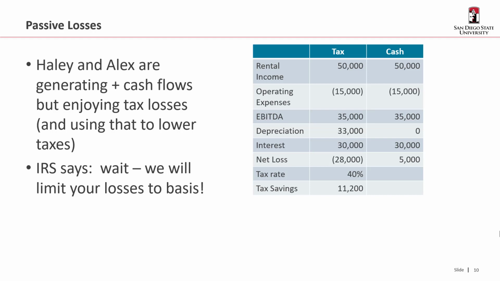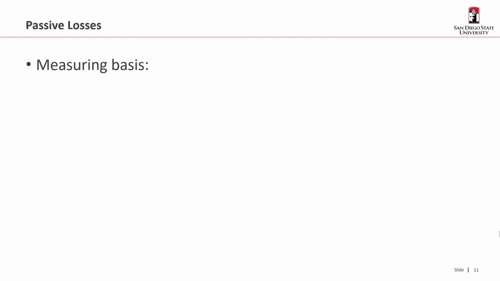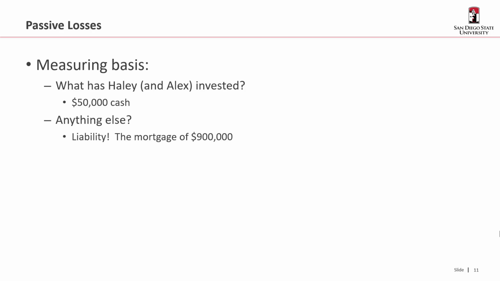So the two of them, recall, each invested $50,000. So we'd say, oh, all right, well, at least they're going to be limited to their $50,000 each or $100,000 total of basis. But that is not how that works. Okay, so for sure they both did invest $50,000. However, they also took out a mortgage of $900,000 and created the liability.